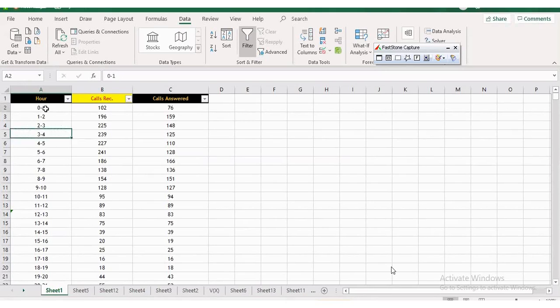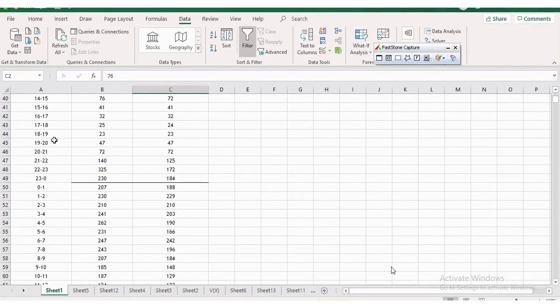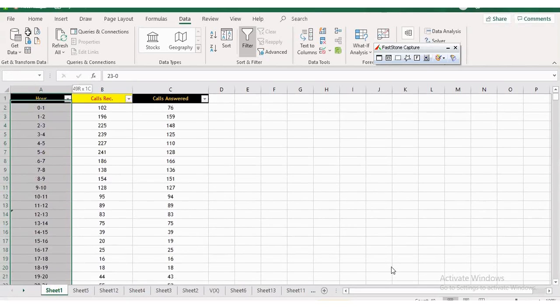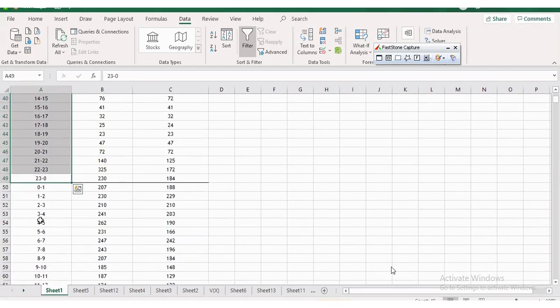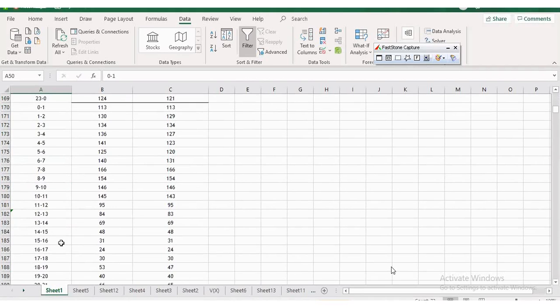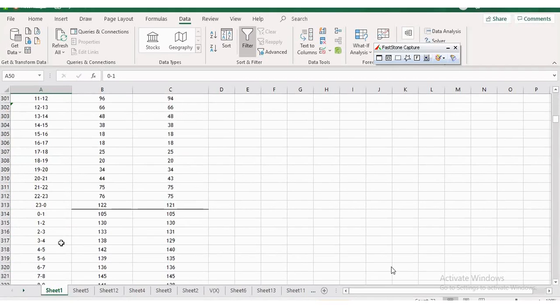On that day, in the 0 to 1 hour, how many calls did they receive? 102 calls. In that, how many calls did they answer? 76 calls. Like that. So this is day 1. First one is day 1. What about this? Day 2. You guys are understanding? So like that, they collected, I think, around 4 months of data, I believe. Let us see how many months of data they collected.